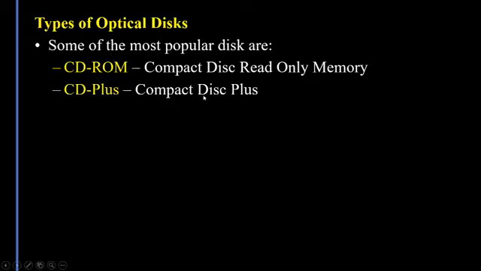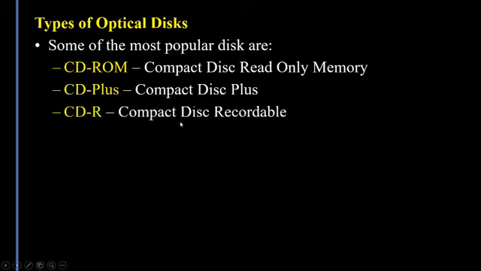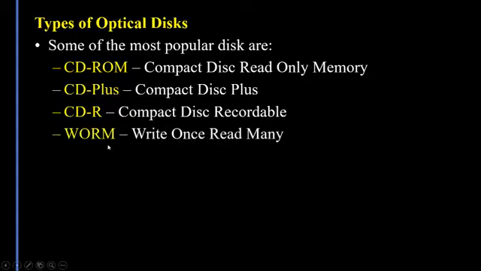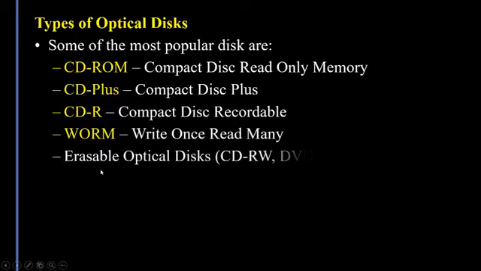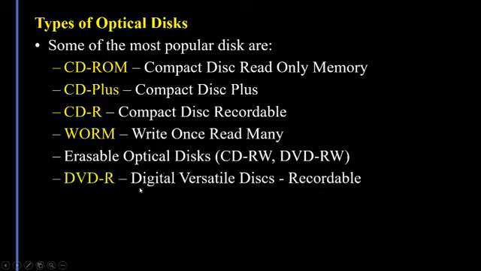CD plus or compact disc plus, CDR, compact disc recordable. Write once, read many, or WORM. At times in examination, you may be told to write in full, CD-ROM in full, CD plus in full, CDR. Then erasable optical disc, which can be in form of CD-RW, DVD-RW, meaning that these ones are writable. You can both read and write. DVD-R or digital versatile disc, recordable.